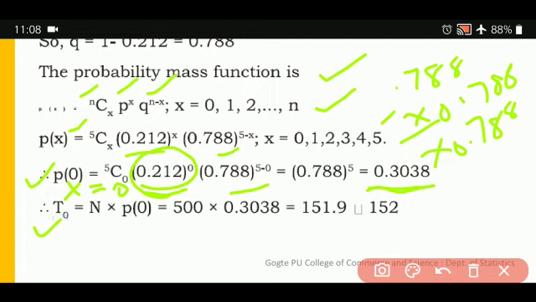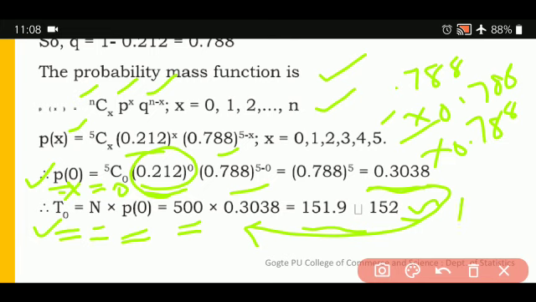The formula is T0 is equal to capital N into probability of 0, this answer. So here capital N is equal to 500 and this value is here. When you multiply, you get 151.9, which is approximately equal to 152. If the decimal value here is more than 5, you will approximate to the next highest value.